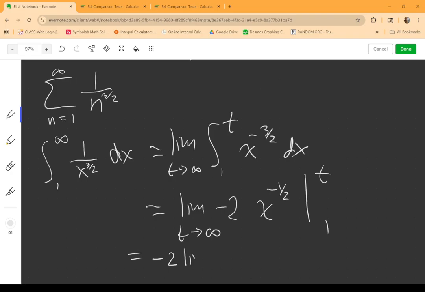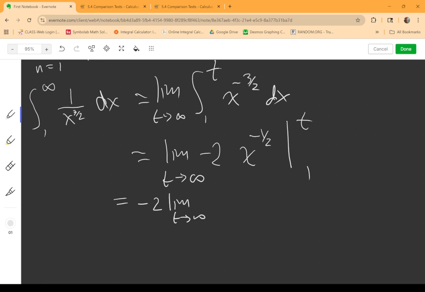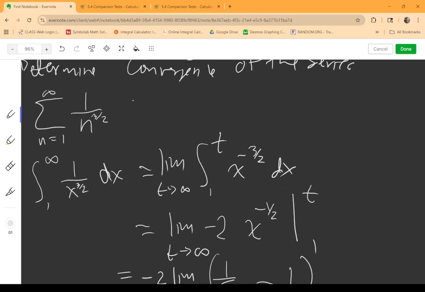So we get negative 2 times the limit as t goes to infinity; I'll factor out the negative 2, and then we get 1 over root t, and then 1 is just 1. Notice as t goes to infinity, this root t, since it's in the denominator, gets really large, driving that whole term to 0. So what this converges to is the finite value of negative 2 times negative 1, which is 2. What does that mean in terms of our series? By the integral test, the series converges.